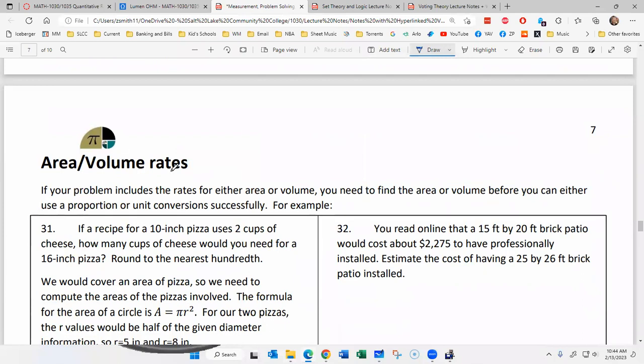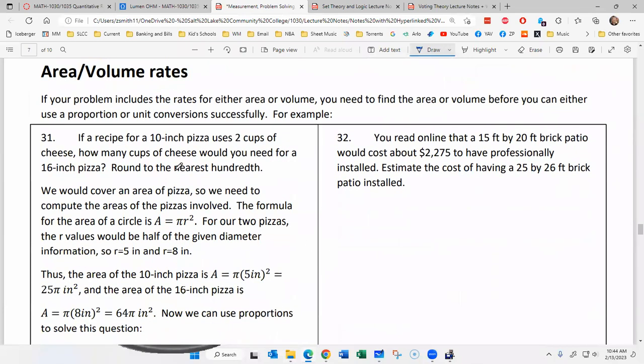Okay, area and volume rates, sorry. You read online that a 15-foot by 20-foot brick patio would cost about $2,275 to have professionally installed. If we assume that they charge the same rate per area, then we can estimate the cost of having a different sized patio installed. But first, we need to work out what the actual rate would be.